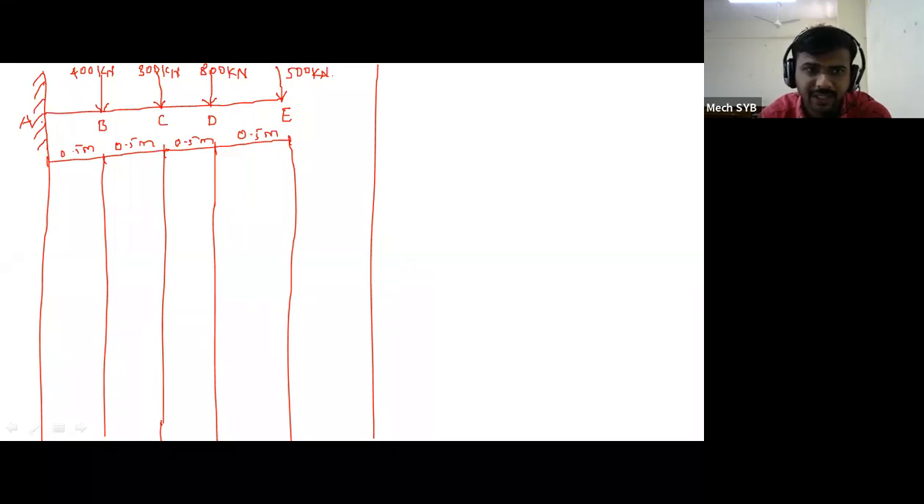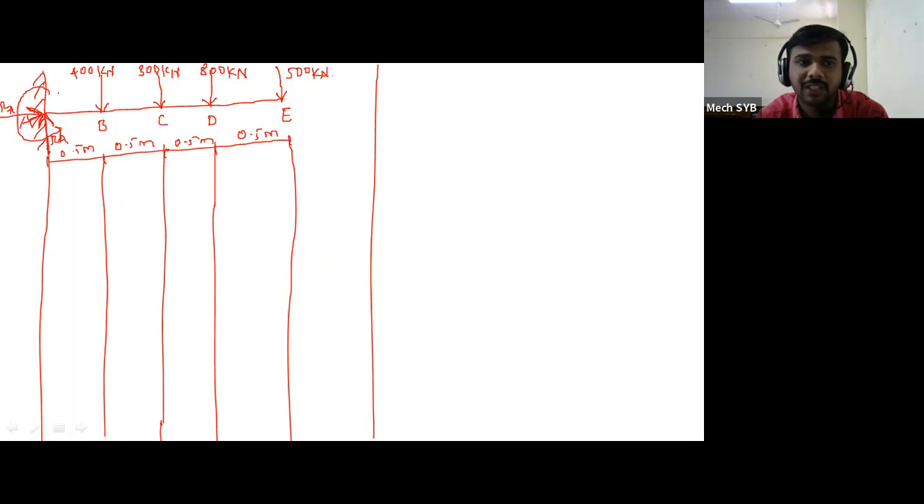Just as a roller has one reaction and a hinged support has reactions, a fixed support basically has 3 reactions. Out of that, one is vertical, second one is horizontal. That means reaction RA is present in the vertical direction, and reaction RA is present in the horizontal direction also, and in addition to that, this point A is also subjected to one moment. That is your third reaction, that is MA. Like this, 3 reactions are present at point A.